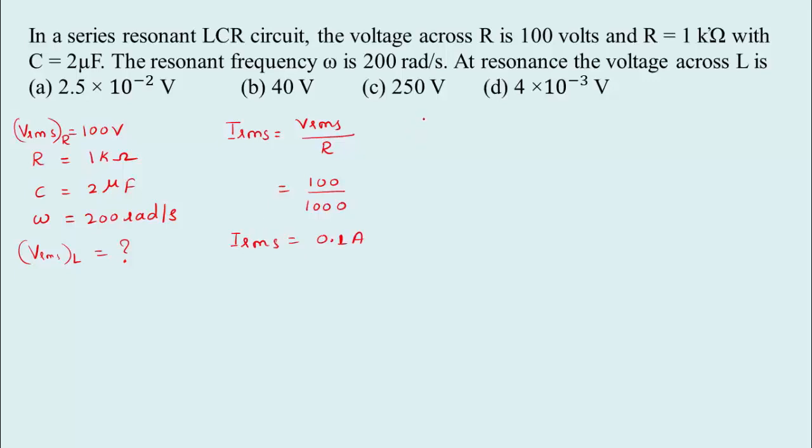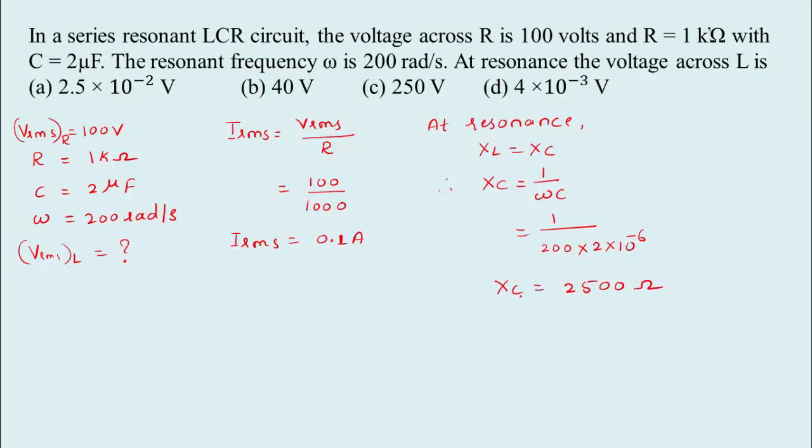Now in this problem they have given at resonance. At resonant frequency, we know that XL is equal to XC. Inductive reactance is equal to capacitive reactance. Therefore, we can write XC equal to, what is the equation for XC? That is 1 by omega C. XC equal to 1 by omega C. So, omega value is given, that is 200, and capacitance is 2 into 10 raised to minus 6 farad. So, we will get XC equal to 2500 ohm. This is XC value.